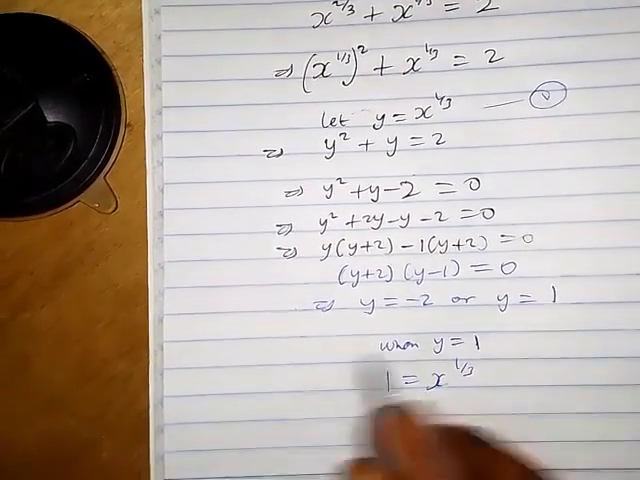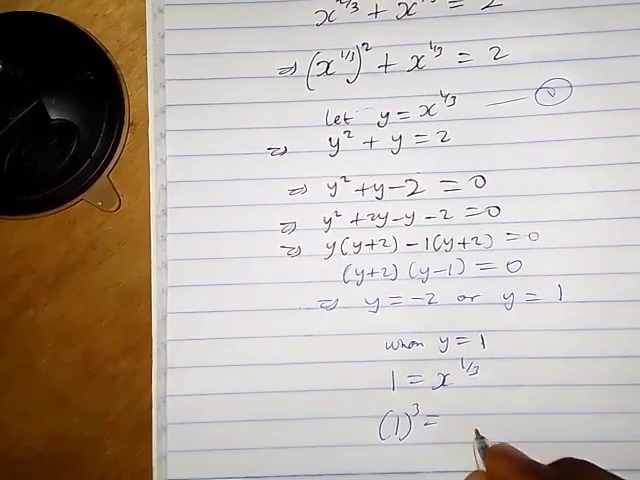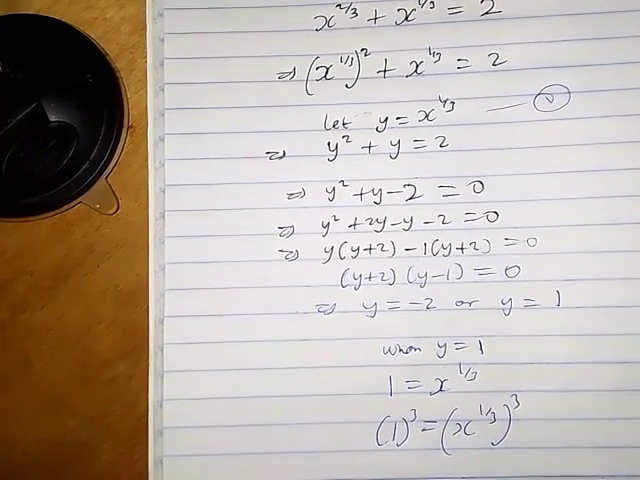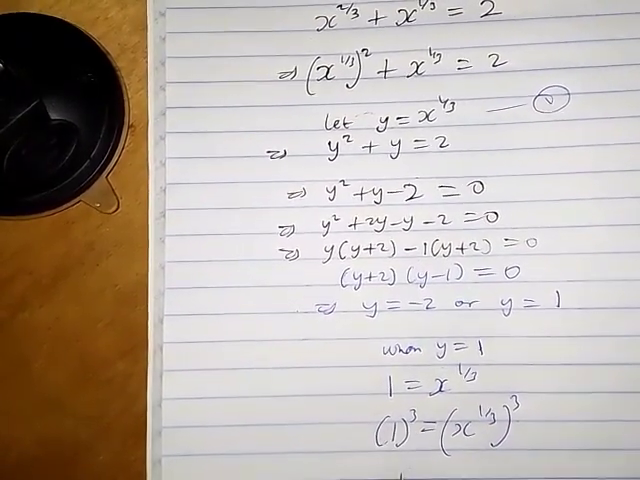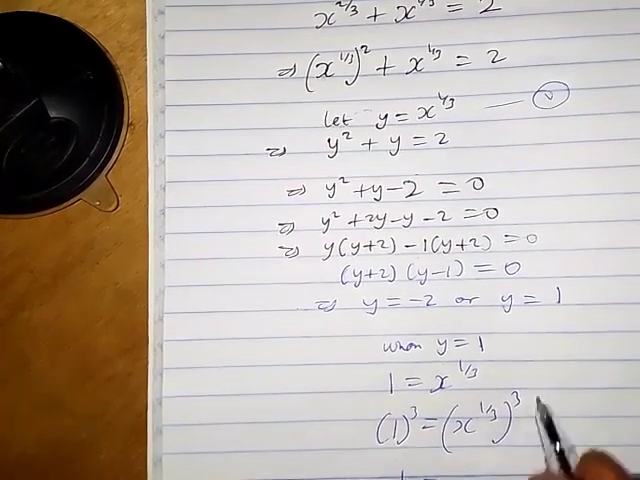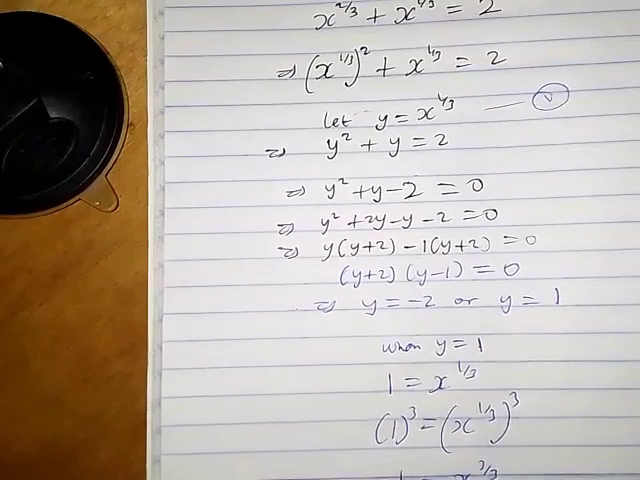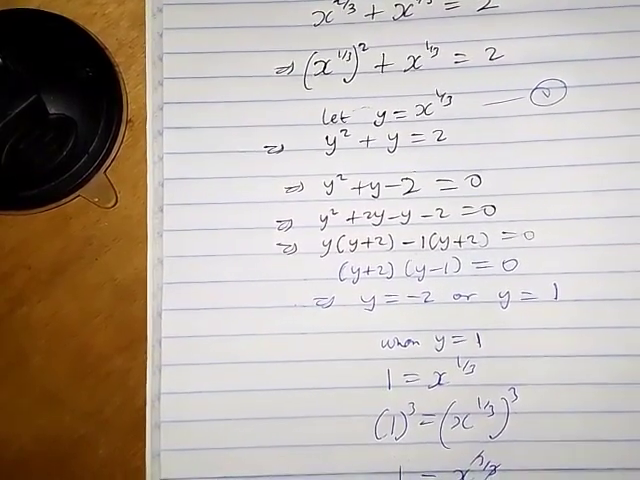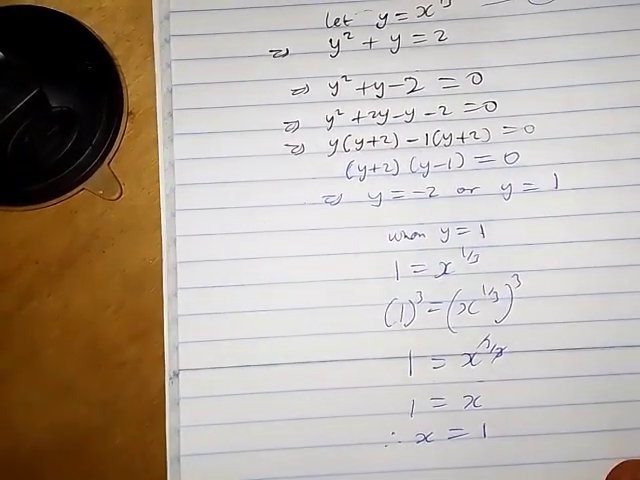Now, when we take the cube of both sides, that is, we have x raised to power 1 over 3, all cubed. So we have 1 on the left, that's 1 raised to power 3, just 1. x raised to power 1 over 3 cubed, in this case we have x raised to power 3 over 3. 3 times 1 over 3, so we have 1 equals x, the 3 cancels the 3. So the value of x for this problem is simply x equals 1.